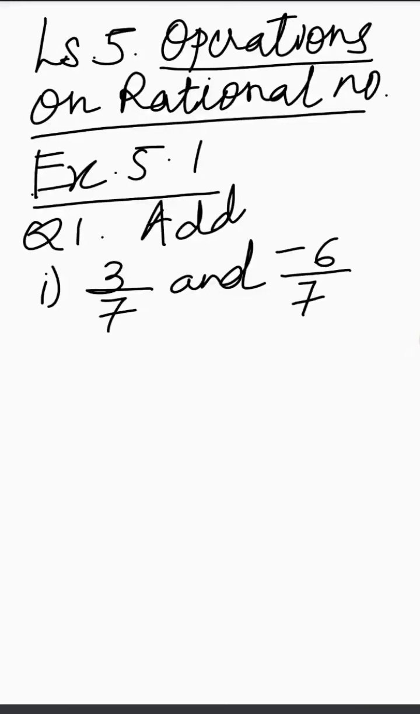Okay, very fine. Children, let's today start lesson number 5, operations on rational numbers. Now what does it mean by operations, children? Operations means here addition, subtraction, multiplication and division of rational numbers.